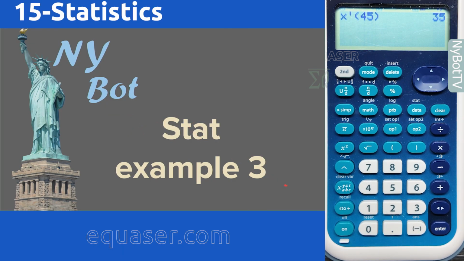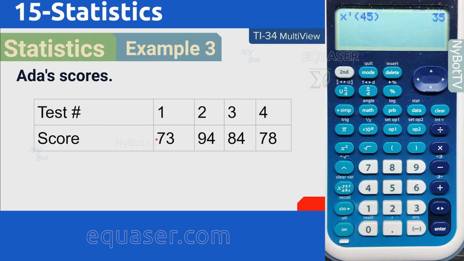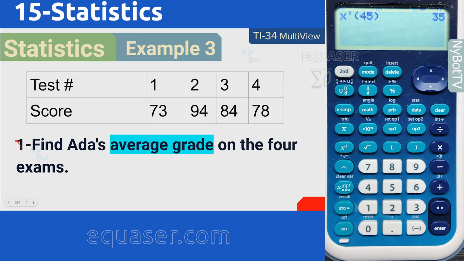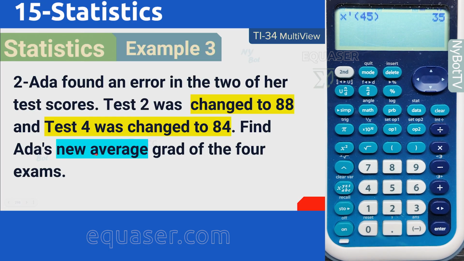Now statistics example 3. We have Ada's scores. We have scores 1, 2, 3, and 4, and the scores are 73, 94, 84, and 78. Question 1 is to find Ada's average grade on the 4 exams. So we have to get the average of these. Number 2, Ada found an error in two of her test scores. Test 2 was changed to 88 and test 4 was changed to 84. Find Ada's new average grade.